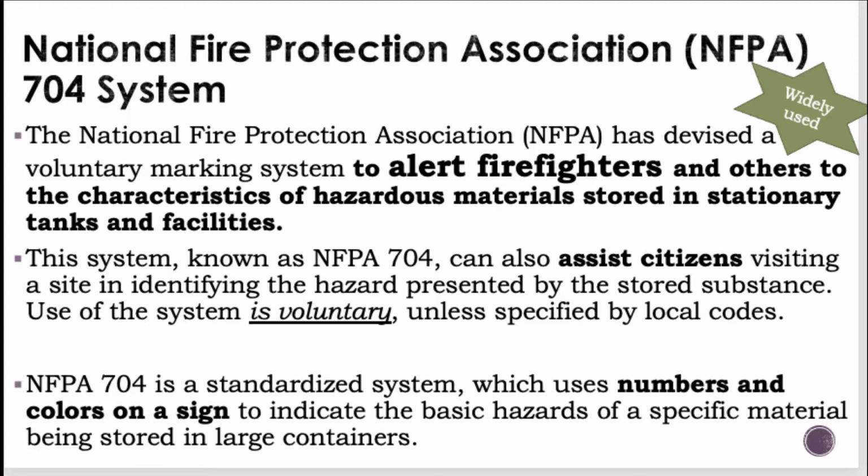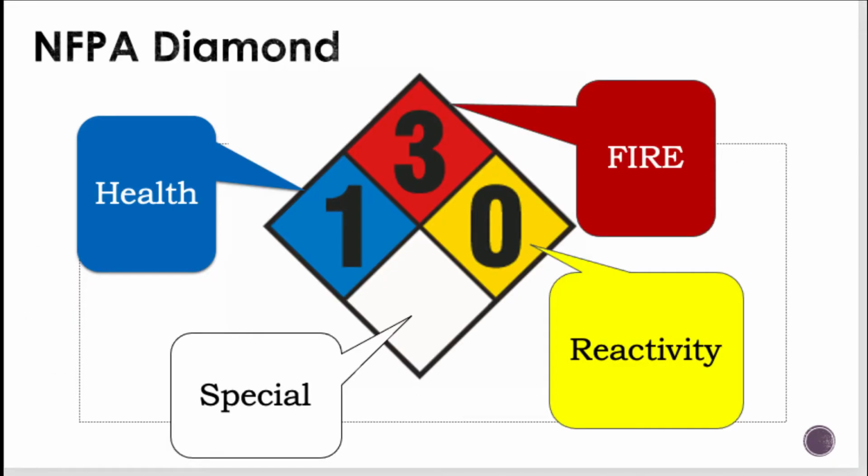However, everybody pretty much follows it because, as you will see at a glance, you can see what the numbers and the symbols mean once you understand them. And my bet is many of you, when you looked at the diamond, you pretty much figured out that red was for fire. Now, the one you might have gotten incorrect was reactivity being yellow, health is blue, and then the special notation is white.